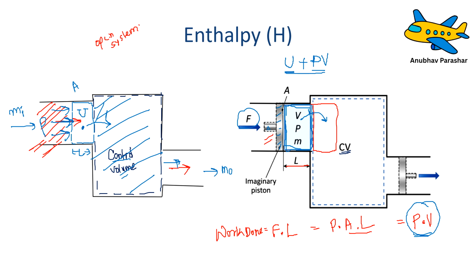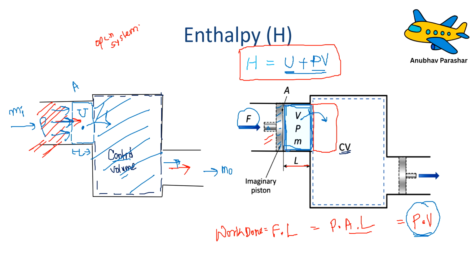Now, when the scientists and engineers were analyzing open systems, this term U plus PV was repeatedly occurring in their calculations. So they said, instead of treating these two as different things, let us combine them into one property. And then the combination property of enthalpy came into being. So the scientists combined both internal energy and the PV part, and they came up with a new property, which is a combination of both U and PV, known as enthalpy.